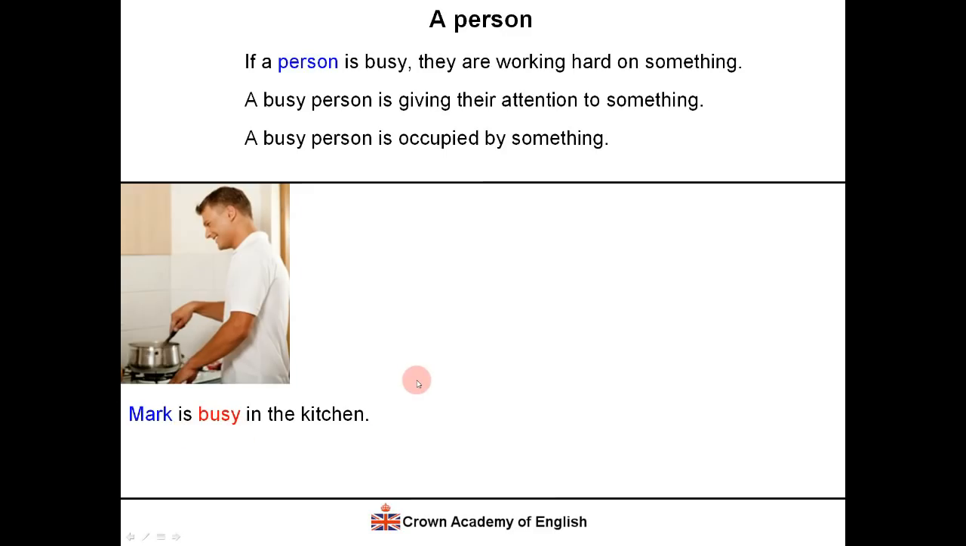But we can also say Mark is busy cooking. Mark is busy cooking. So here we have busy, and then after it we have a verb. And notice we put the verb in the ing form. Cooking. So we could also perhaps say Mark is busy working. Mark is busy reading. Mark is busy studying. So if we put a verb after busy, then it's always in the ing form. Okay?